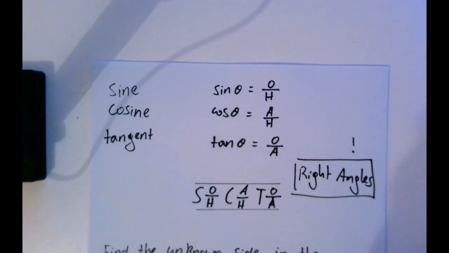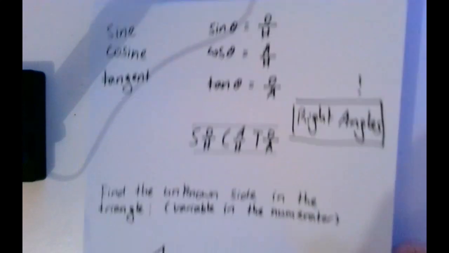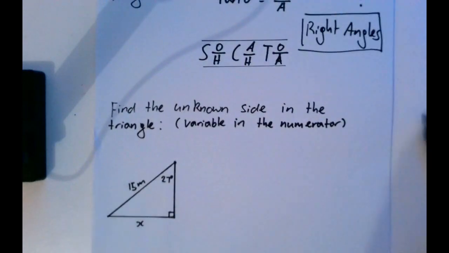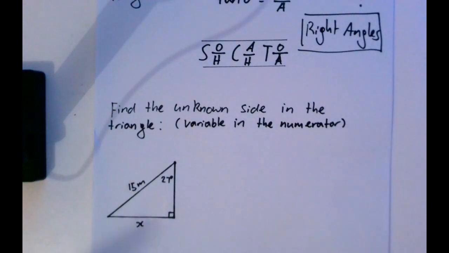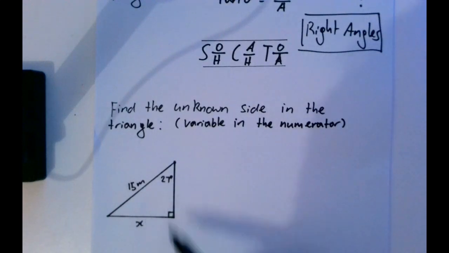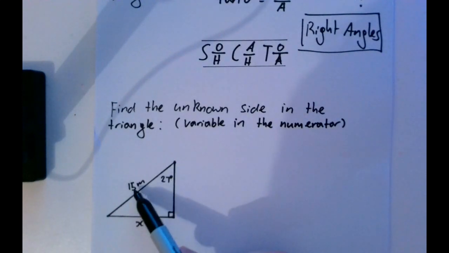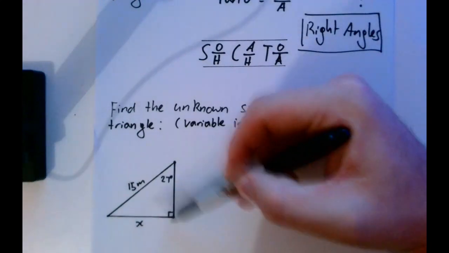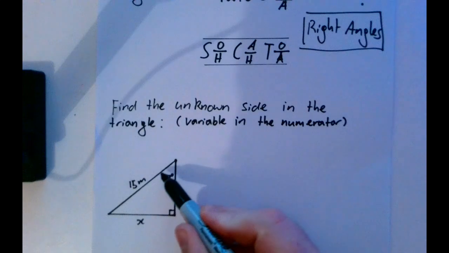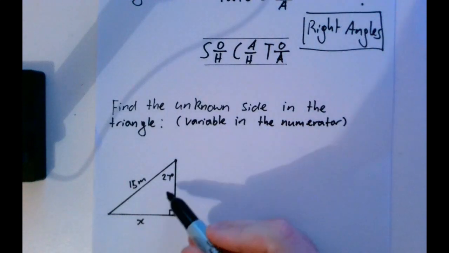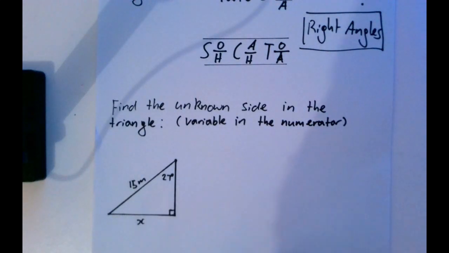So, why don't we get stuck into it and try to use this to find some information out about triangles. Our first question says, find the unknown side in the triangle. In this particular example, we're going to end up with the variable, in this case the x, in the numerator. I've already drawn a triangle here with 27 degrees, and 15 meters on the hypotenuse. We know how to find that because it is opposite the right angle, and it's also the longest side in the triangle. So what we want to look at here at the moment is where our angle is to begin with, and then where our sides are in relation to that angle.